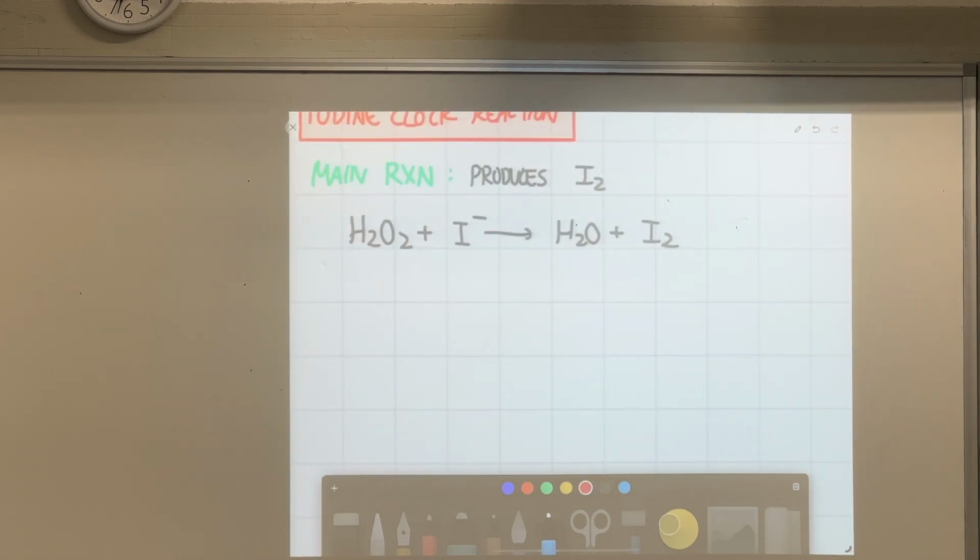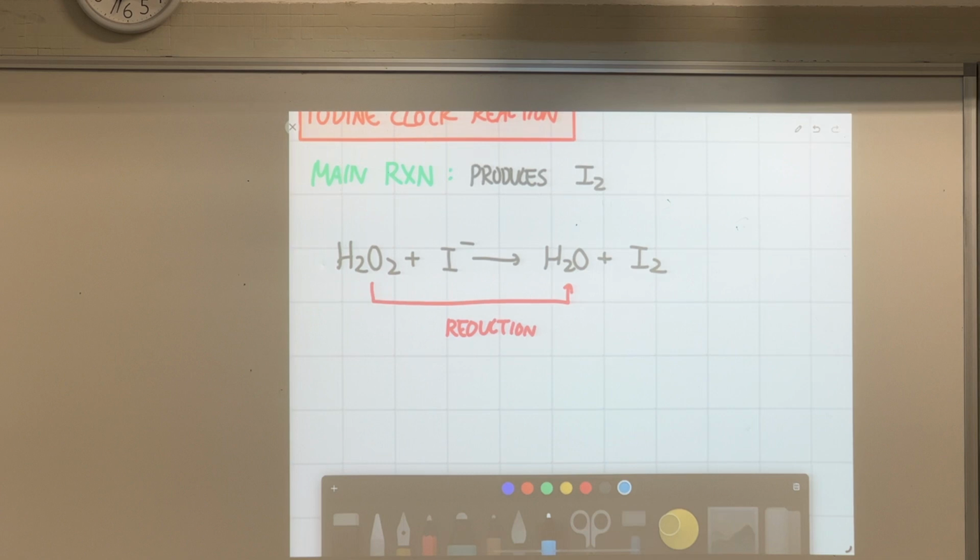So to balance this equation, can you write out two separate equations? We are doing a revision of redox now. Can you balance these two half equations separately?